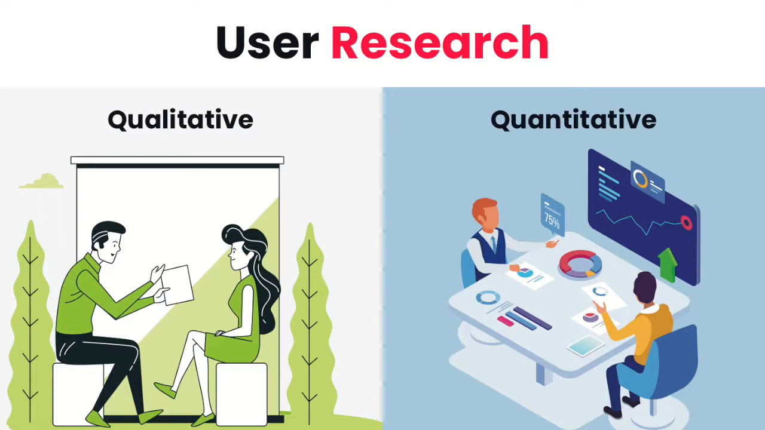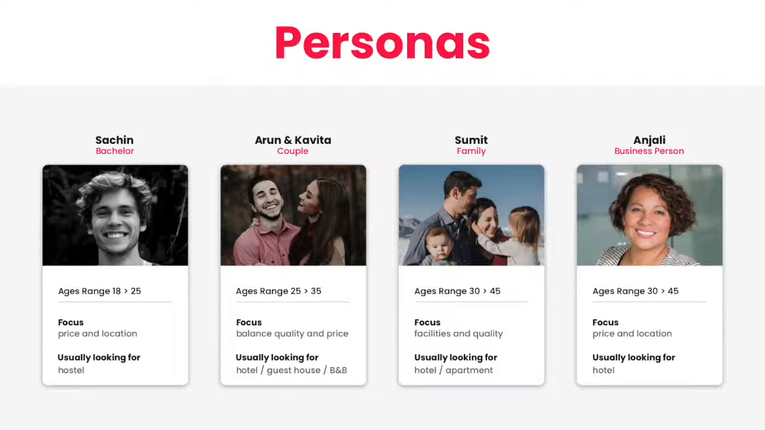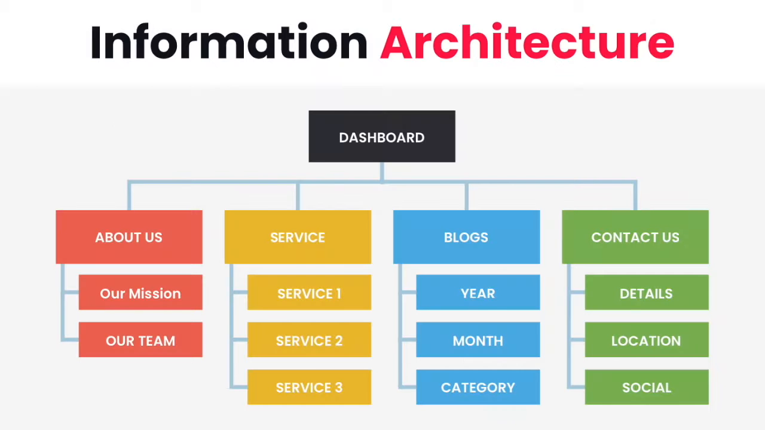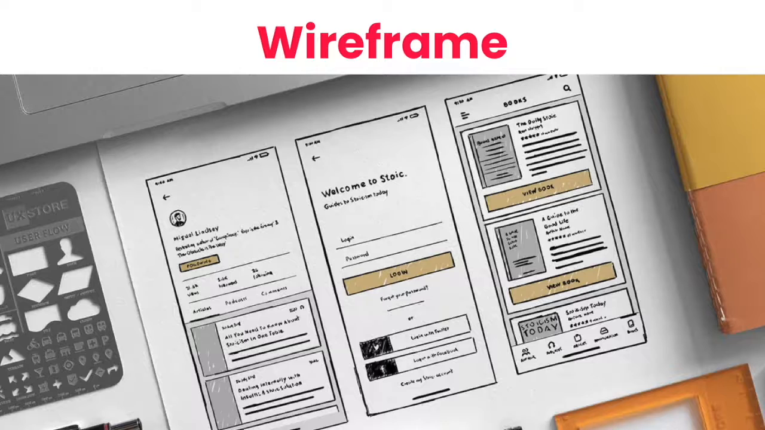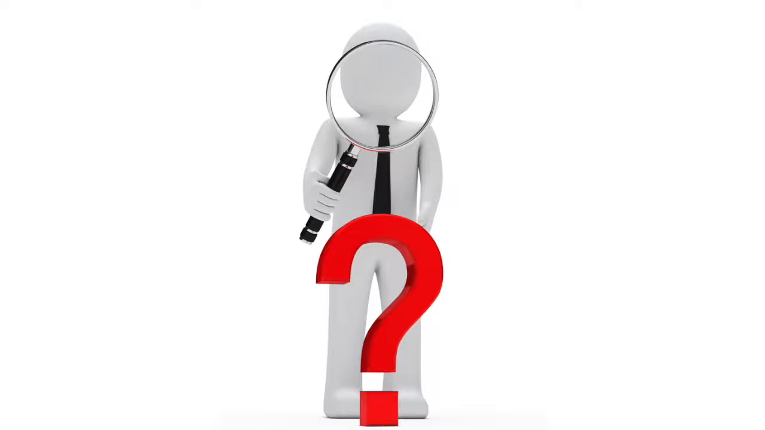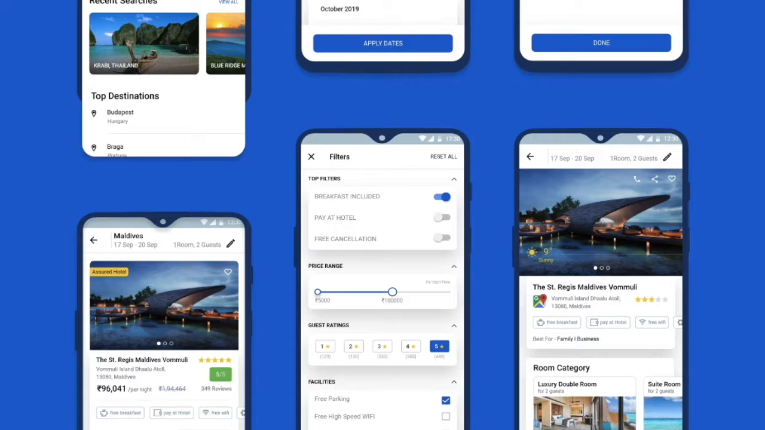What research have you done to make this design? You have defined personas, created empathy mapping, created user flow, information architecture, and created the wireframes. You have done the visual design. It is understandable through the portfolio. You can understand which process was used to create this design and solve that problem.